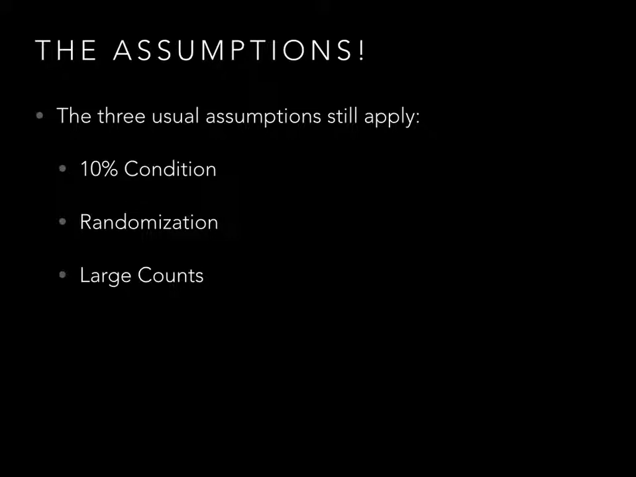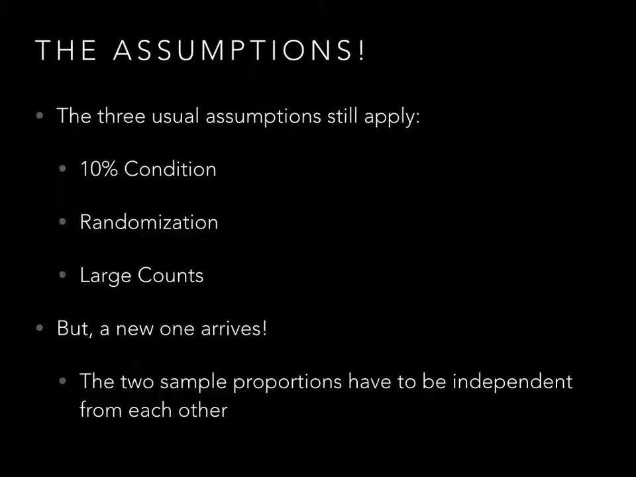But since we're working with two groups, now we have another assumption. Our new assumption is that the two sample proportions are independent from each other. So remember what independent means: the probability of one thing happening doesn't affect the probability of something else happening.